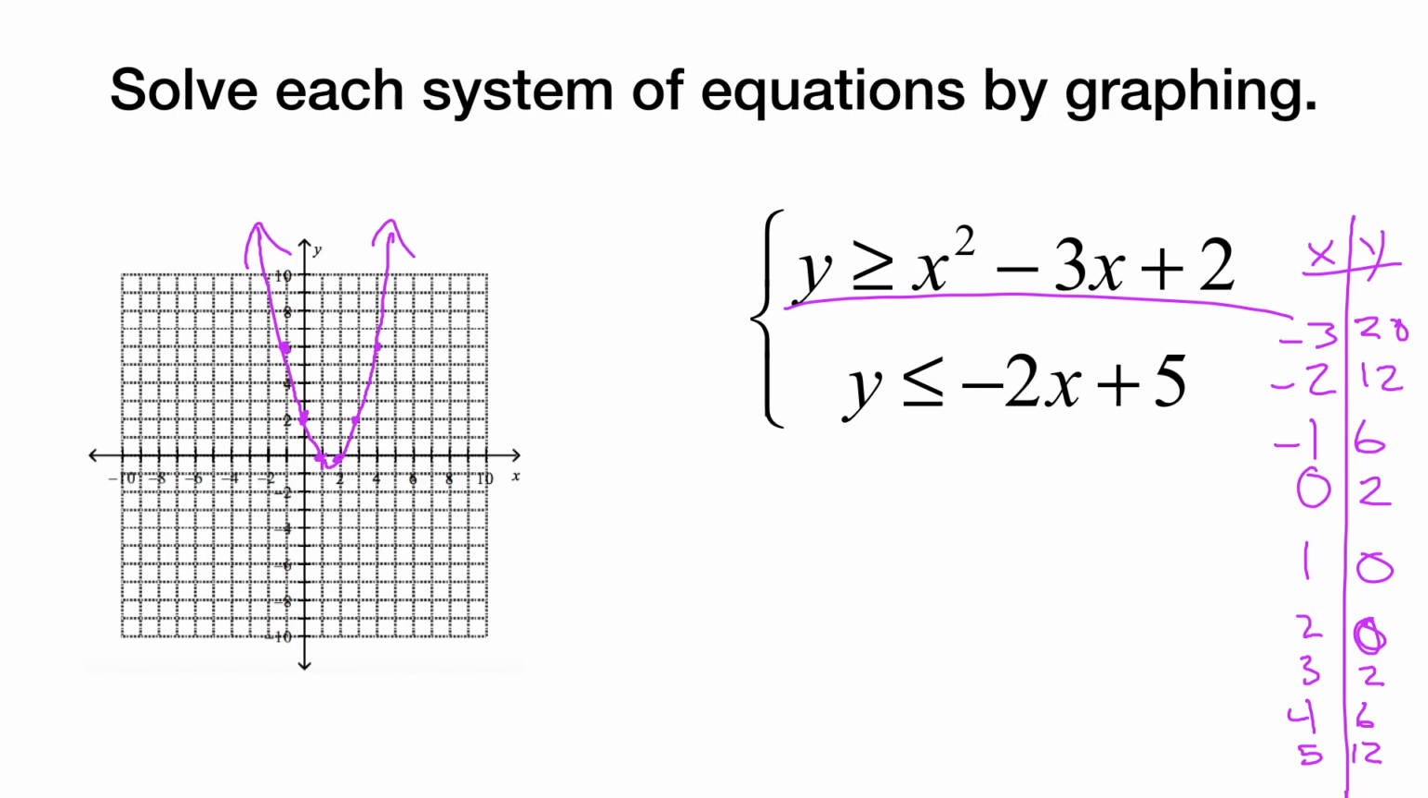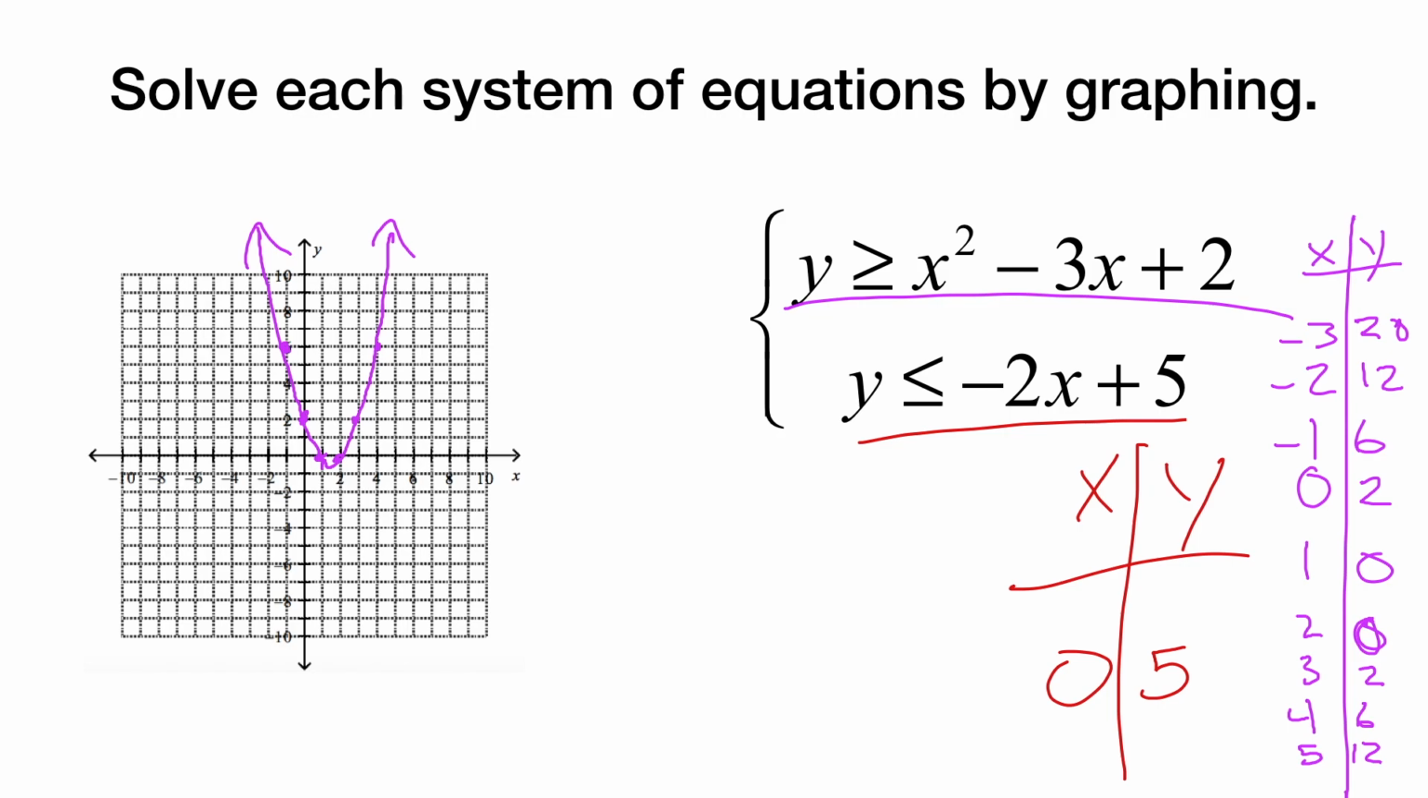Now let's deal with our other one. Negative 2x plus 5. I know that at 0, it's 5. Then I go down 2 over 1, down 2 over 1, down 2 over 1, up to, all right. So here's our second graph.